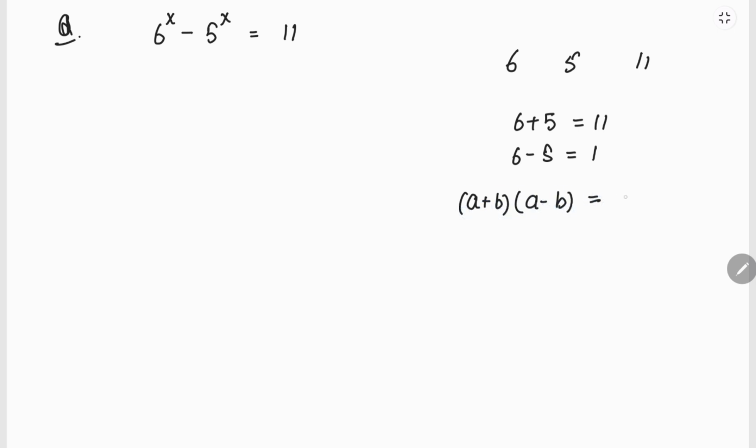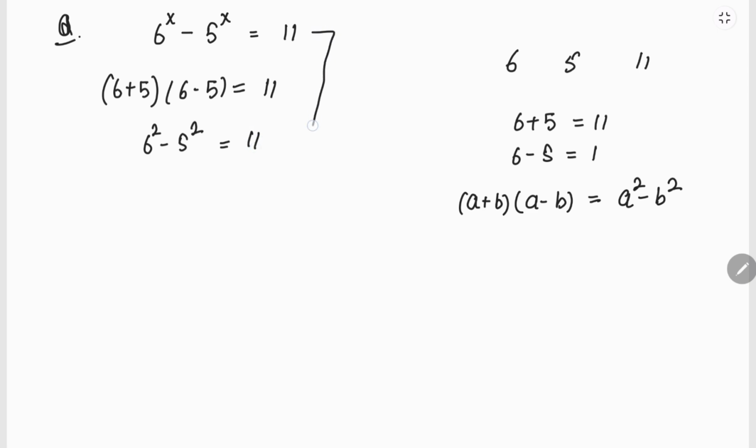So whenever you get this, it is very simple, and we know the identity that a plus b times a minus b is equal to a square minus b square, right? So when I have here 6 raised to power x minus 5 raised to power x, I just write 6 plus 5 here, and for making it an identity I write 6 minus 5 here, right? And what do I do now? It will become 6 square minus 5 square, right? And then it would become 11.